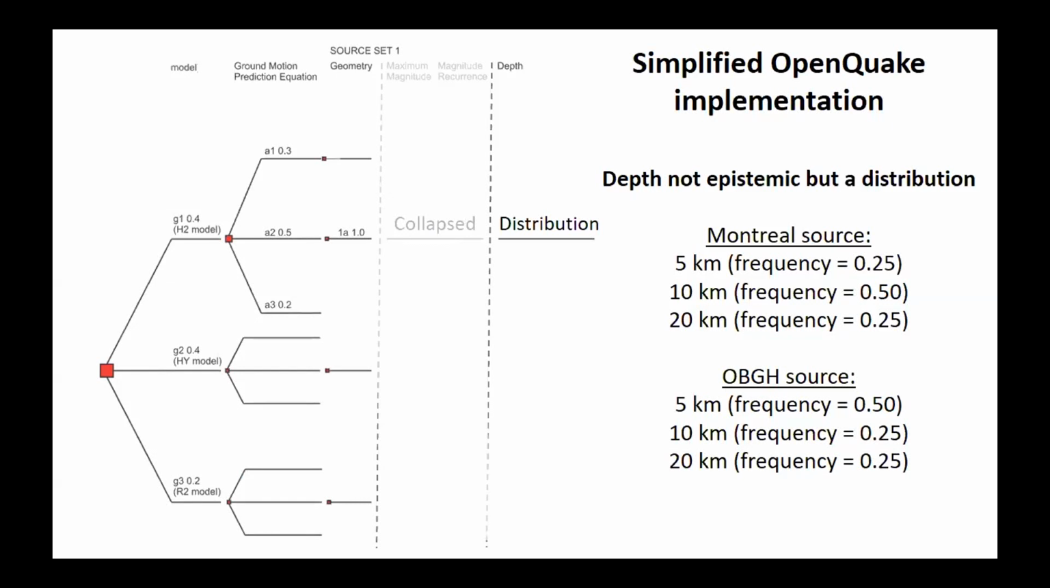For completeness, we're also not doing the depth in the same way. In the 2015 model, we saw we had different branches for weights. But in the OpenQuake implementation, instead of having different branches for the weights, we're effectively collapsing it and just simulating earthquakes at the different depths, but not in a logic tree. I know that's confusing, and I'm happy to talk to people individually about that if they're interested.